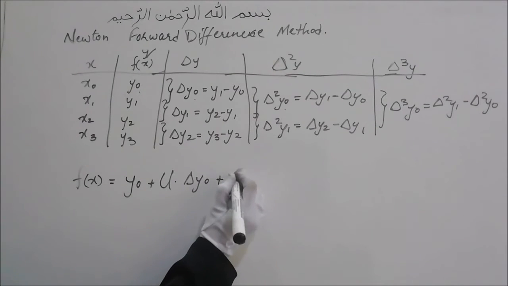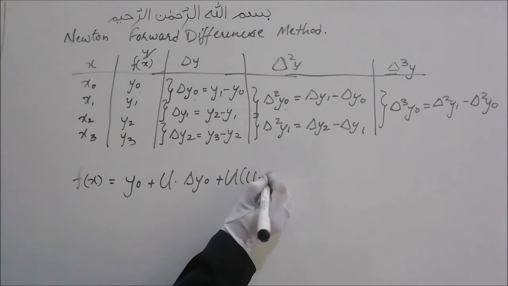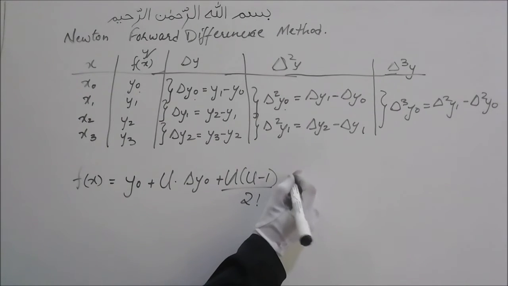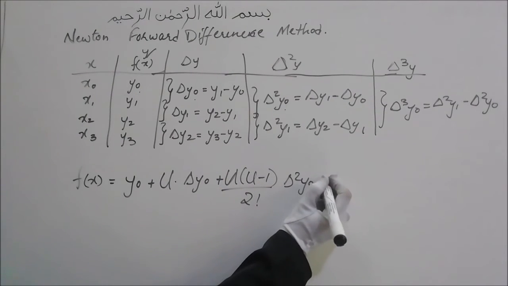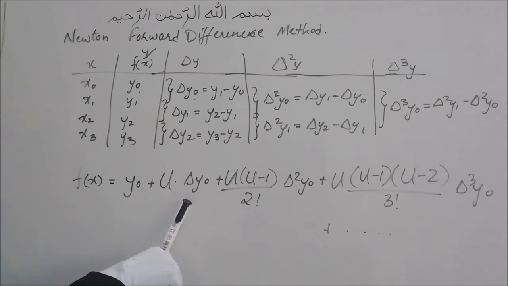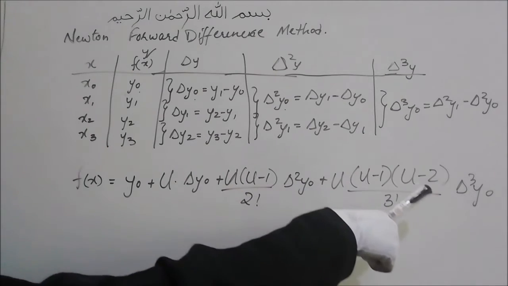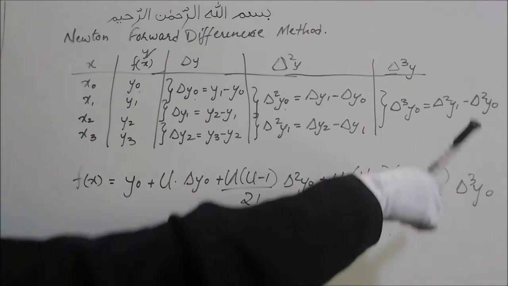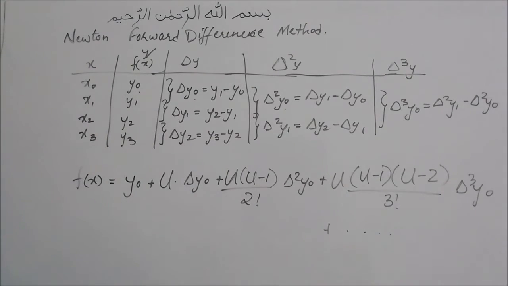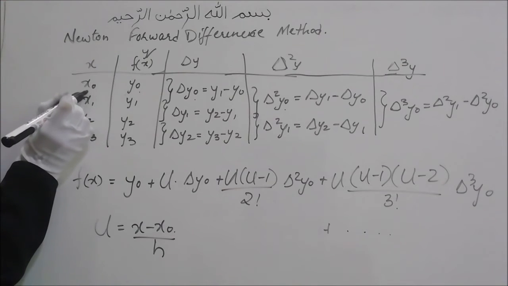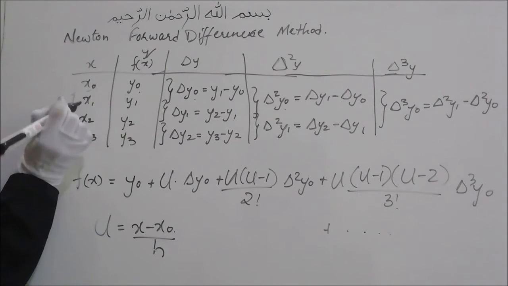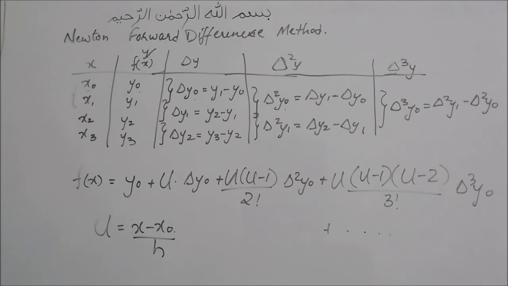So now the formula goes as f of x will be equal to y0 plus u into delta y0 plus u into u minus 1 upon 2 factorial delta squared y0 plus u into u minus 1 into u minus 2 upon 3 factorial delta cube y0. And if we have more terms, then we will go on, where this value of u is x minus x0 divided by h. x0 is this first value, h is the spacing between these values. This is how we do the Newton forward difference method.